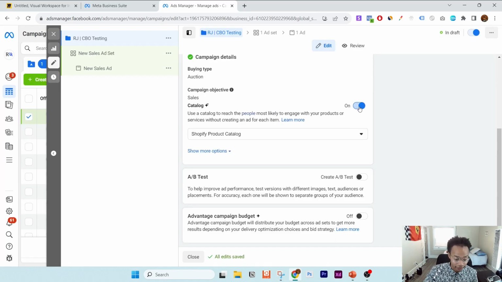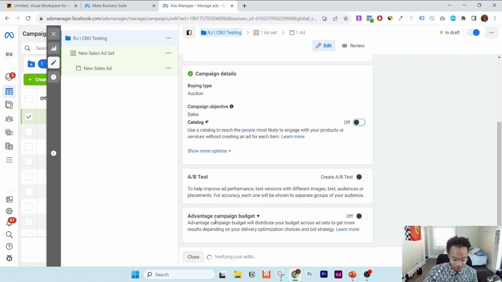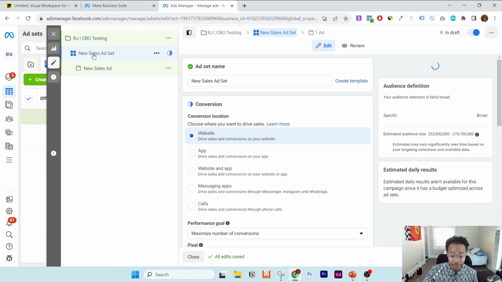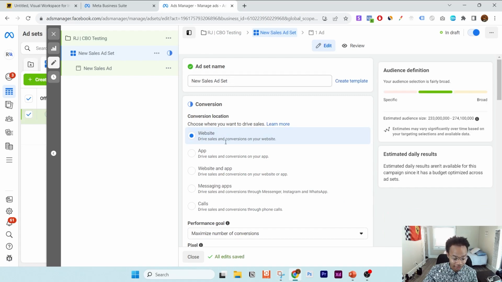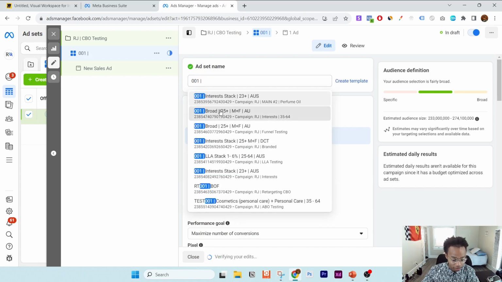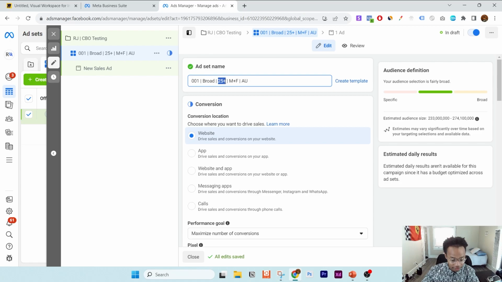You're going to want to turn catalog off because we're not doing that. Advantage campaign budget, you're going to turn this on. And let's just start at $20 per day. Now you're going to want to head over to the ad set level. You're going to want to click website right here. I usually like to name mine 001, for example, broad, 25 plus, male plus female, and AU.